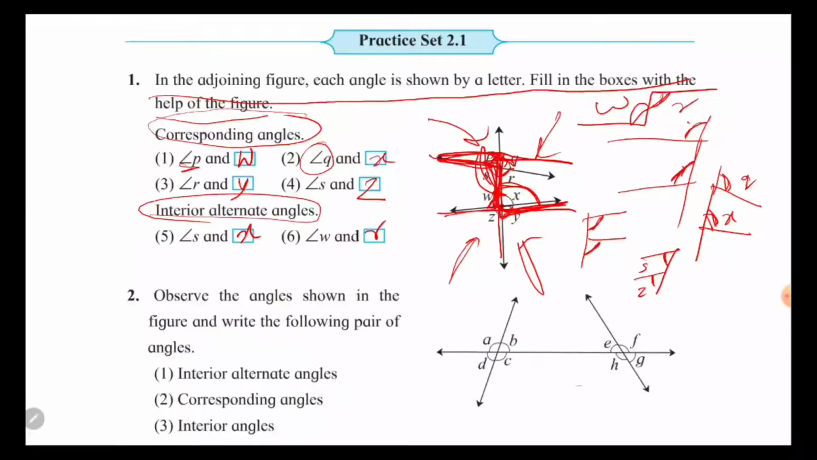This is a very important question and likely to be asked in the examination. Okay, this is the favorite question of the teachers, so be careful while solving this type of questions. Okay, now what is the question? Observe the angle shown in the figure and write the following pair of angles. Now you have to write the pair of angles I'll be telling you, and you have to complete it in your book.